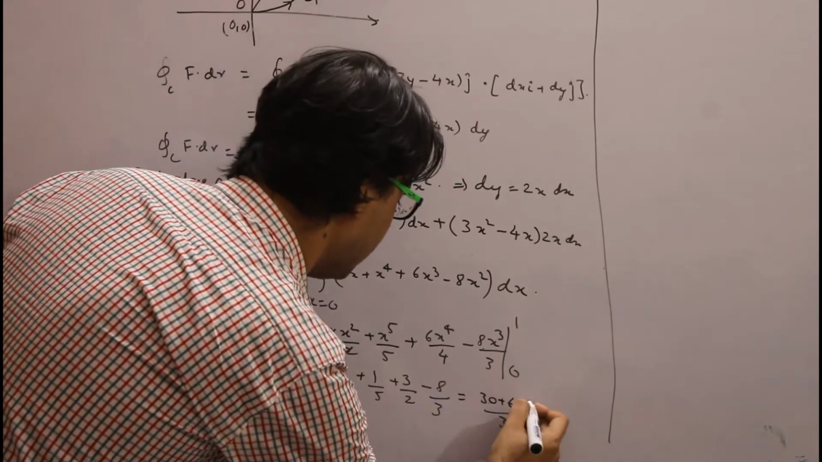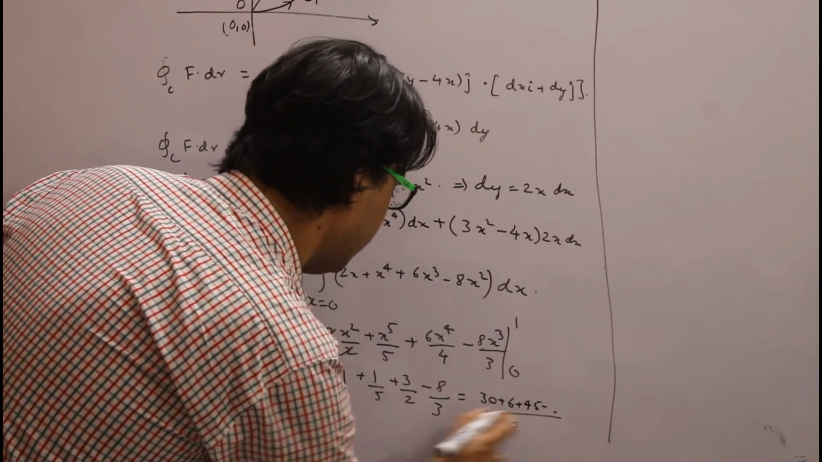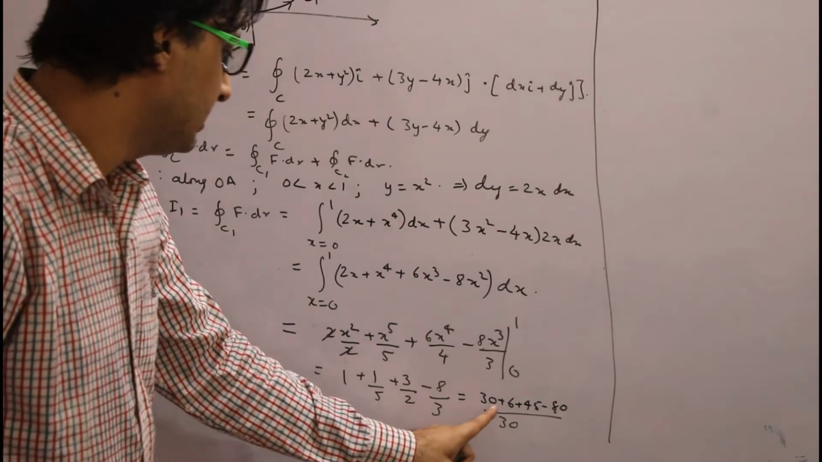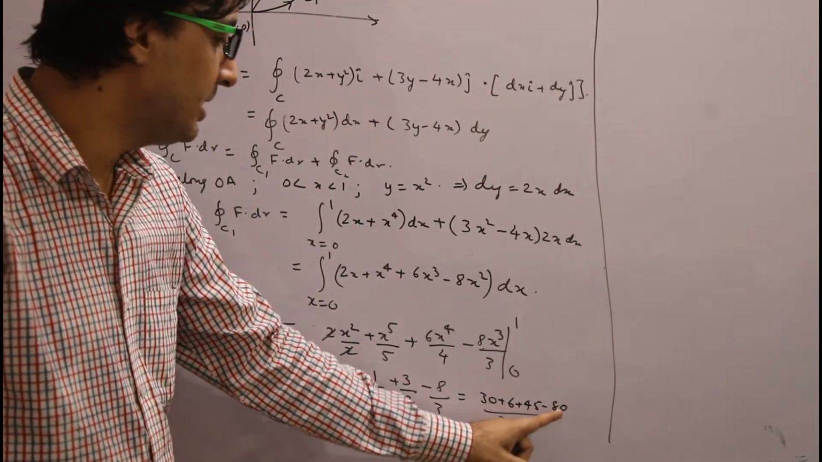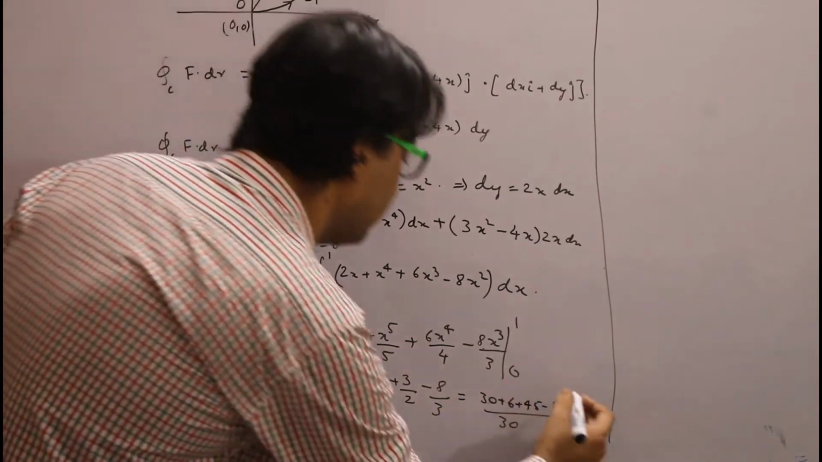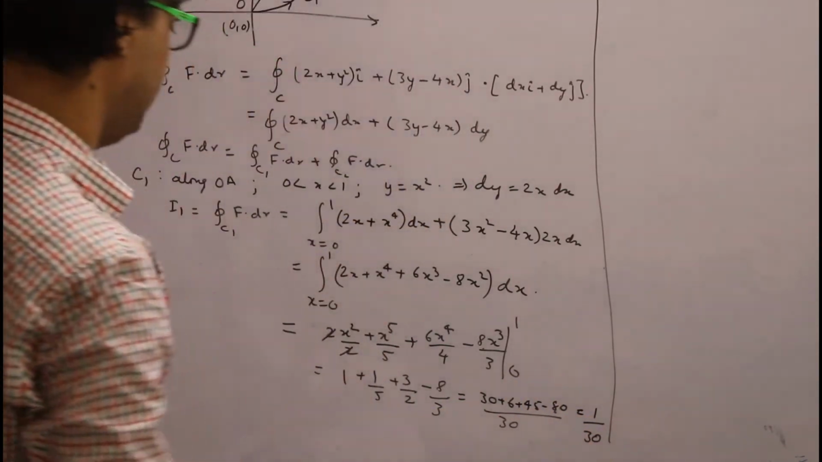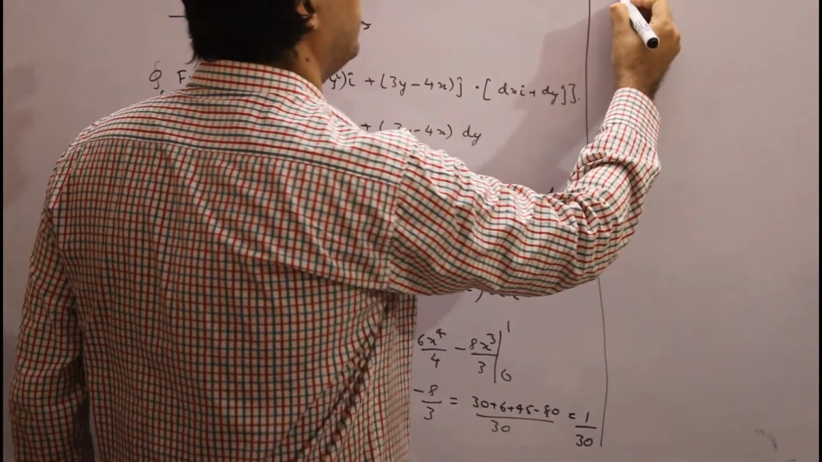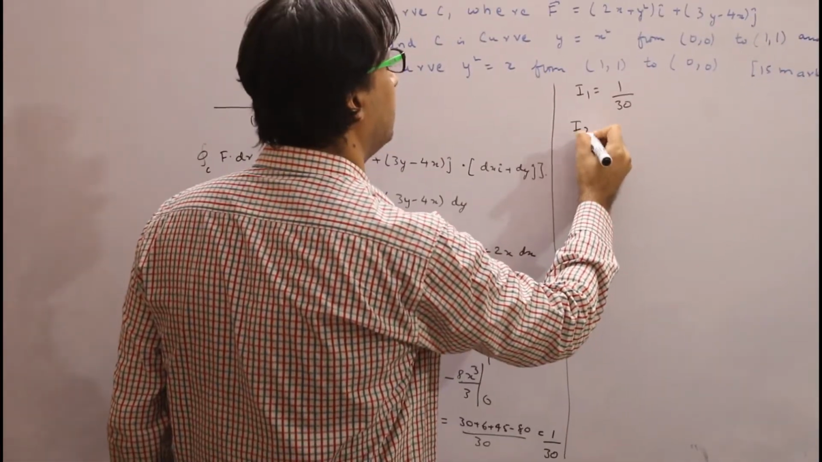15 3s are 45 minus of, we have 3 into 10. Okay, so this is our 80. So this is our how much? 30 plus 45, 75. 75 minus 80 is minus 5 and plus 6 is 1. So we get our integral I1 is equal to 1 by 30. Now we'll find the I2.